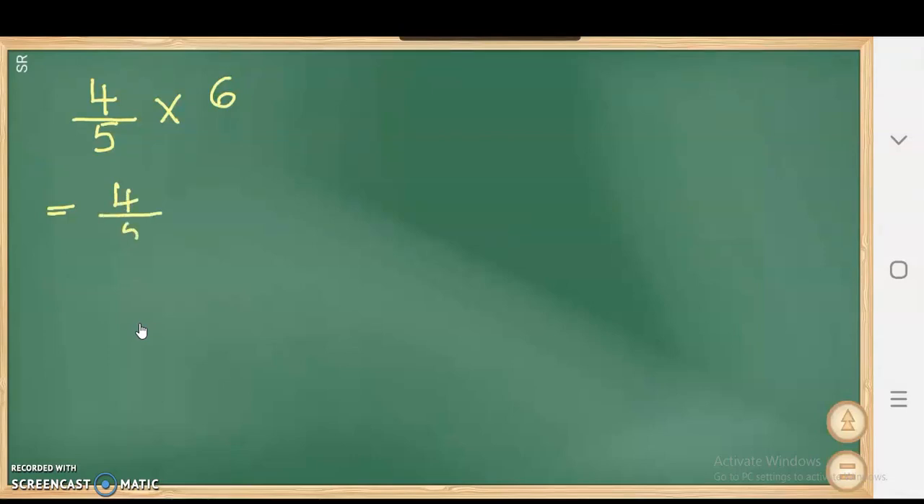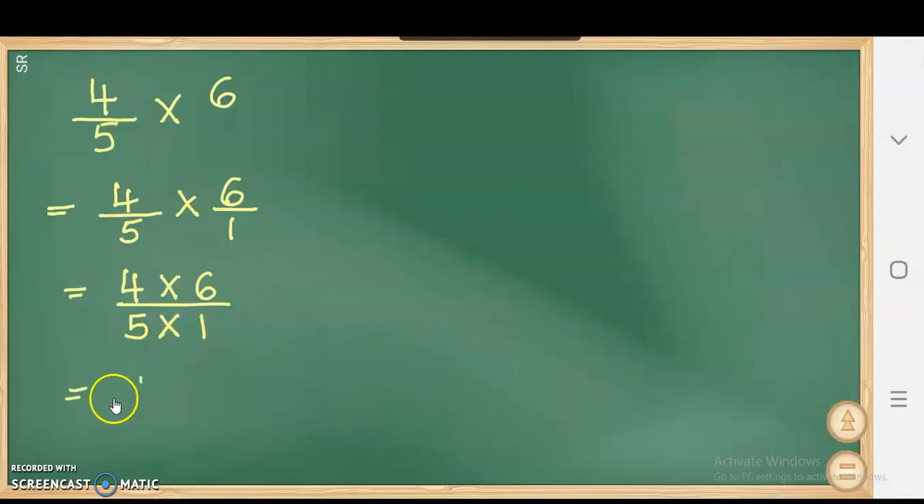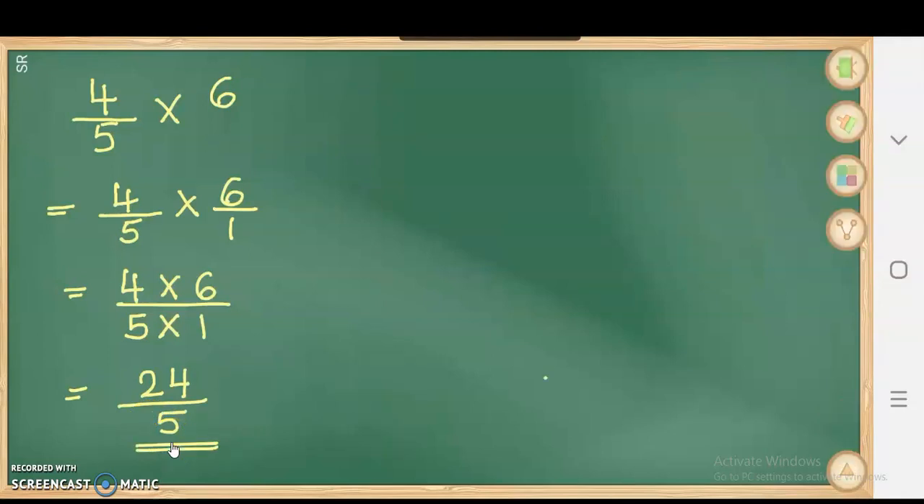So whenever we have 4 upon 5 multiplied by 6, which is a whole number, 6 will go in the numerator and we'll be writing 1 in the denominator. So here while multiplying, just multiply numerator into numerator and denominator into denominator. So 5 multiplied by 1. So what do you get? 4 6s are 24 upon 5 1s are 5. Okay, so this was a very simple example.